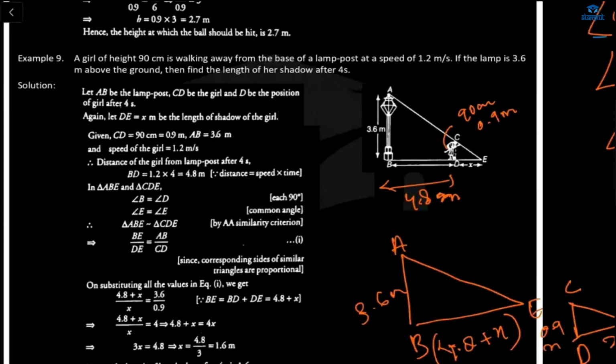मतलब जब वो 4 सेकंड पर चल चुकी है, तब आपको shadow find करना है. Okay, so 4 seconds चल चुकी है, and you already know the speed. So you can find out the distance between the lamp and the girl. So the distance between the lamp and the girl will be what? Distance is equal to speed into time. So speed into time, you will do 1.2 into 4, you'll get 4.8 meter. That will be the distance between the girl and the lamp post. And DE, the girl and this E point, the shadow, you need to find out that X value.